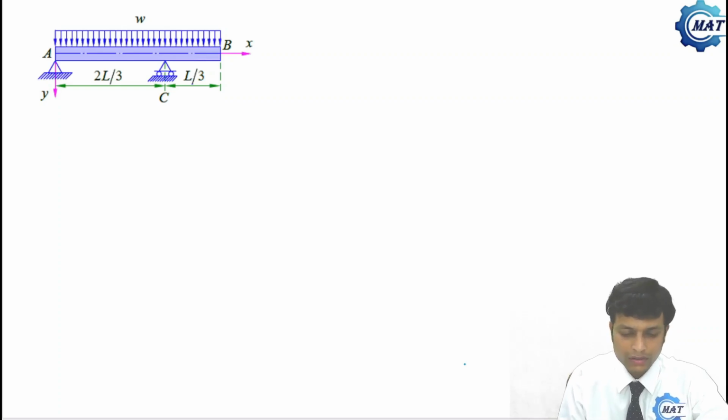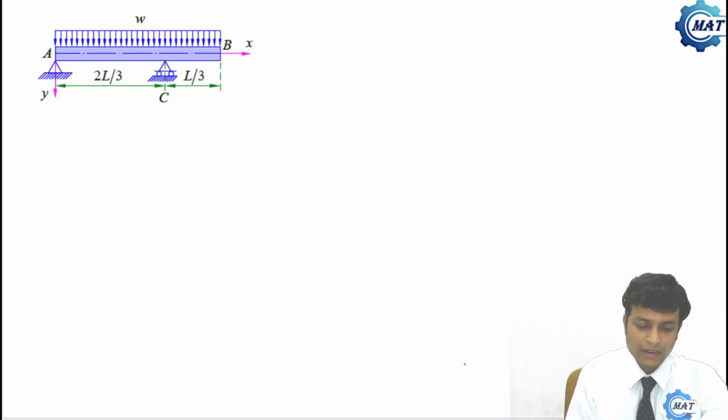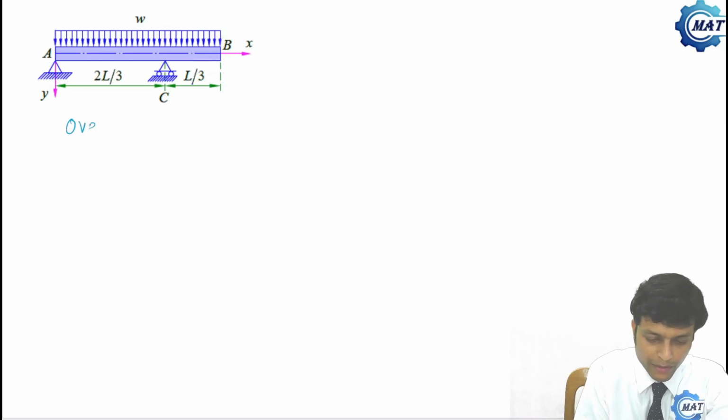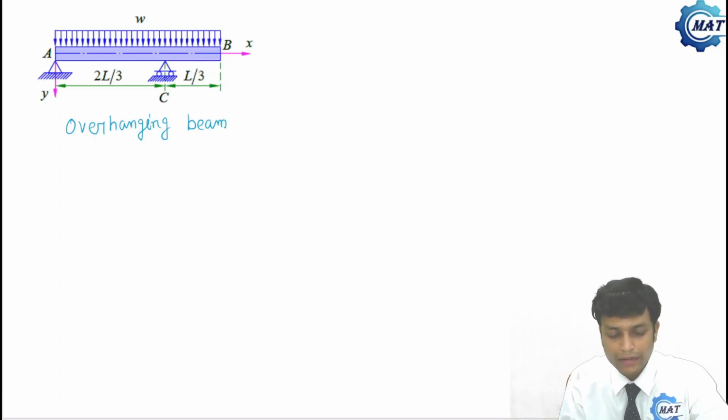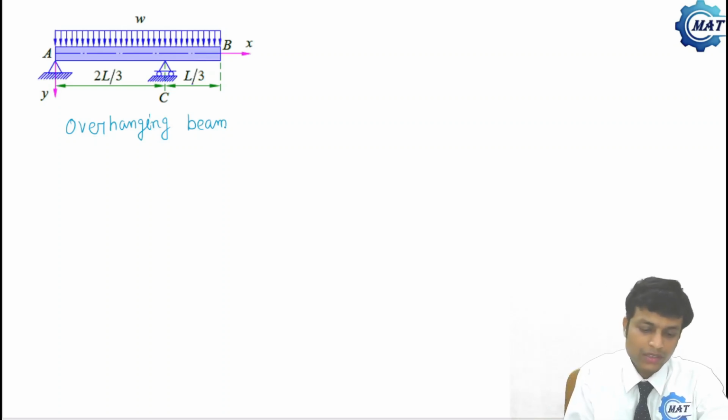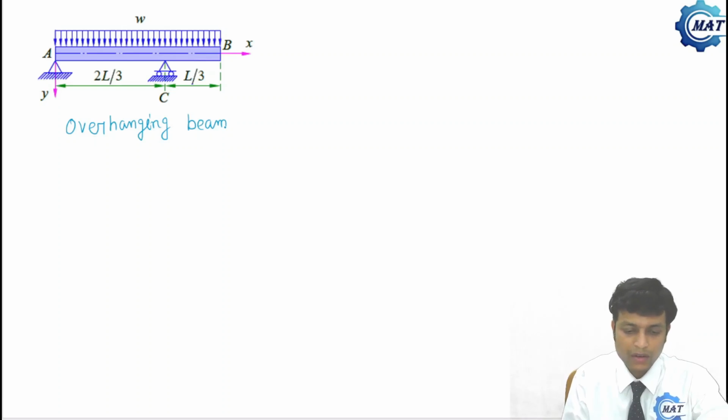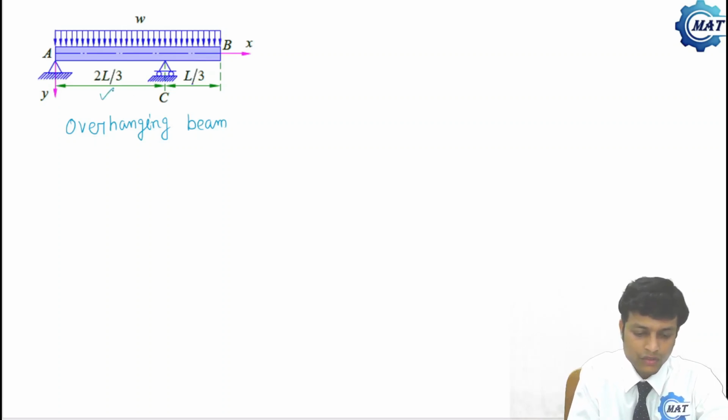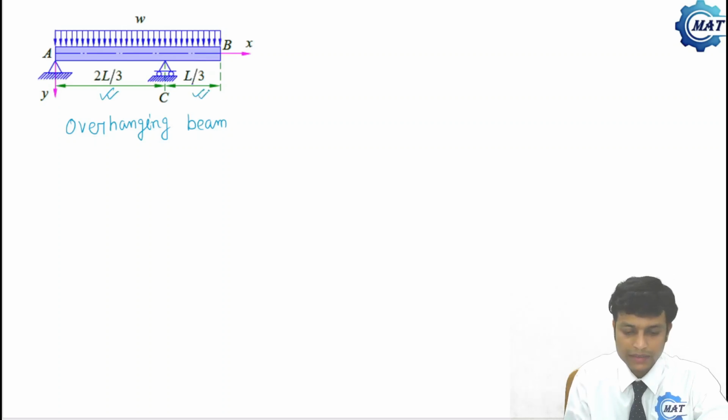Draw the bending moment and shear force diagram for this overhanging beam using the relationship between external load, shear force and bending moment. So this is an overhanging beam AB of total length L. This is 2L by 3 and this is L by 3. So total length will be L.